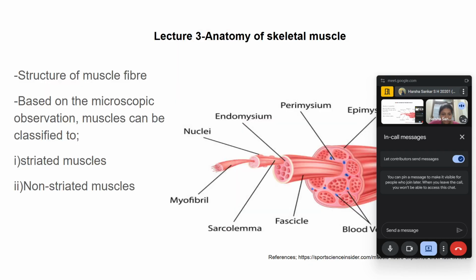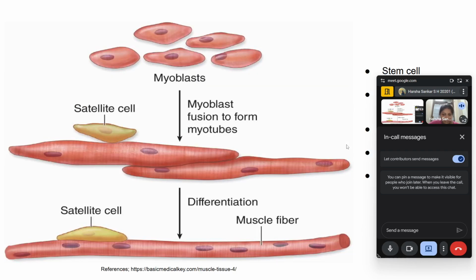So you can remember by seeing this figure, right? The question was entire muscle. So entire muscle, the most outer layer is epimysium. Okay, so the correct answer is epimysium.